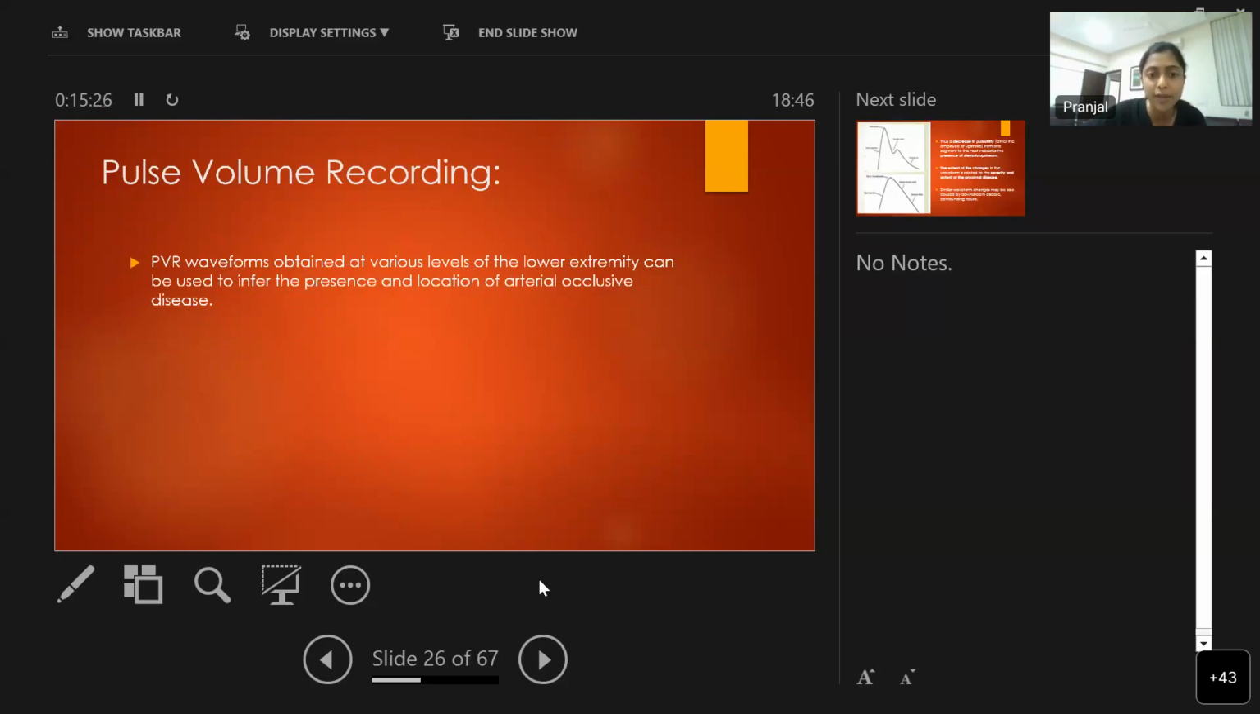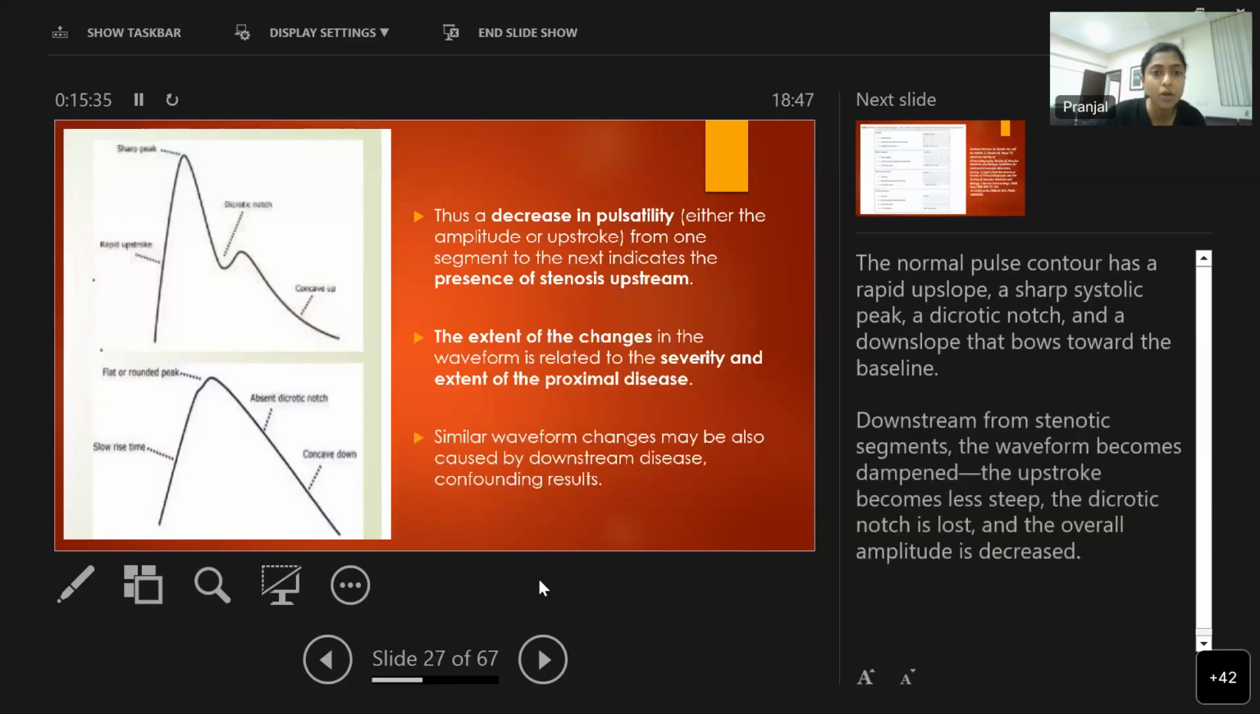Pulse volume recording waveforms are obtained at various levels of the lower extremity and can be used to infer the presence and location of an arterial occlusive disease. A pulse volume recording thus shows three types of waveforms. It shows a rapid upstroke. A normal pulse contour has a rapid upstroke, a sharp systolic peak, a dicrotic notch, and a downslope that bows down towards the baseline.